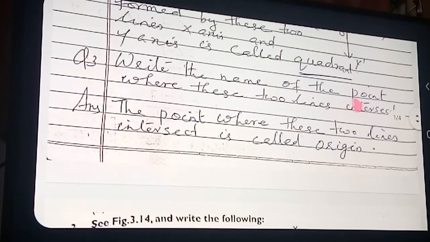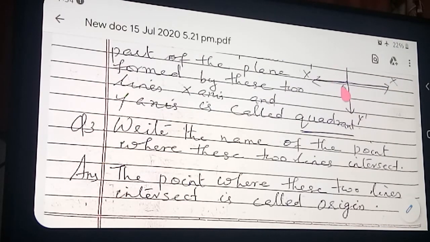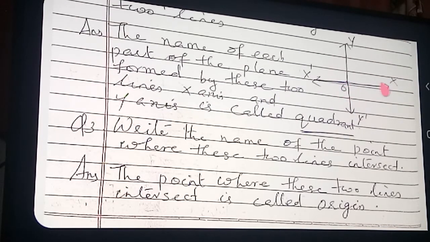Write the name of the point where these two lines intersect. These two lines, now see the previous diagram. I have already drawn these two lines here. These two lines were intersecting at the point O, the origin. What do we call this point? Origin. That is what I have written here.